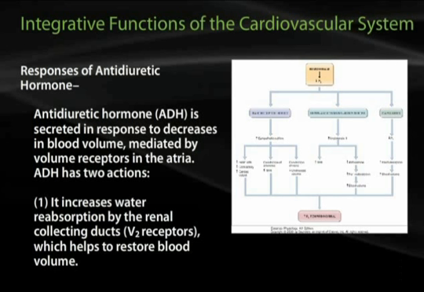With regard to hemorrhage, there is also a response of antidiuretic hormone. Antidiuretic hormone, or ADH, is secreted in response to decreases in blood volume. This is mediated primarily by volume receptors in the atria. ADH has two actions. First, it increases water reabsorption by the renal collecting ducts, that is, through the V2 receptors, which helps to restore blood volume.